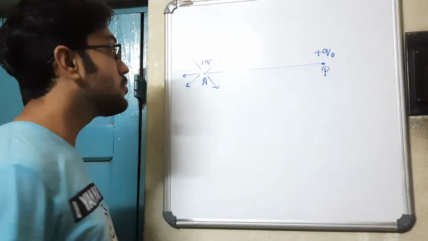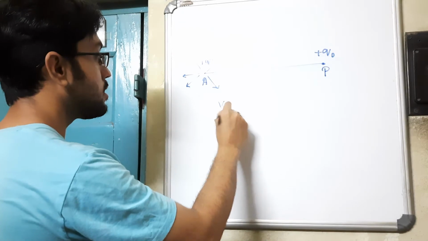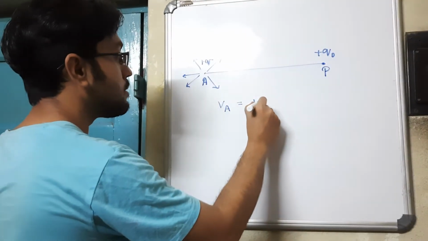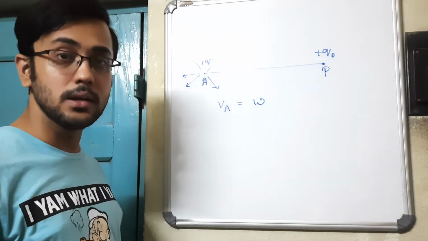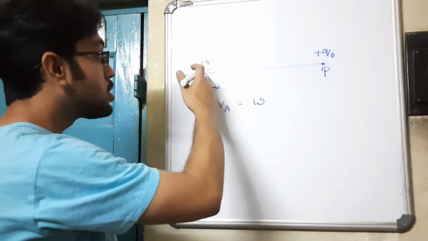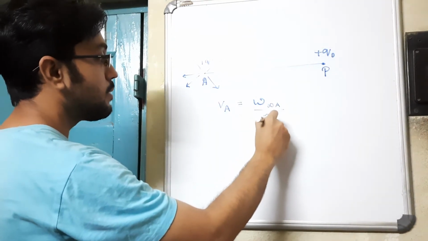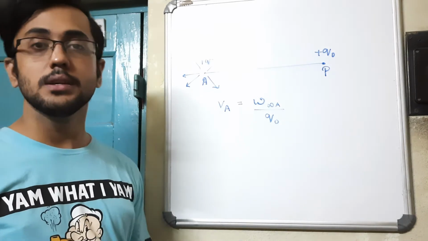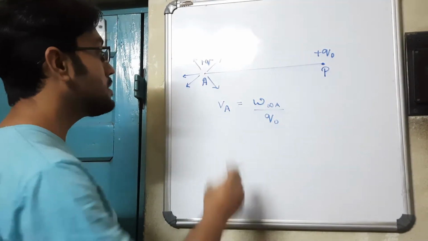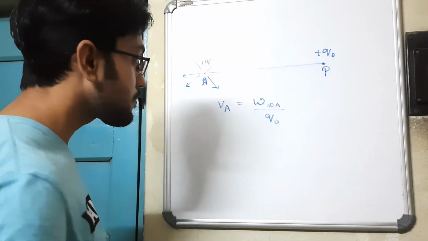So if I am to find out the electric potential at the point A, that is VA, that is basically the amount of work that has to be done in order to bring this test charge Q naught from infinity to the point A, divided by the magnitude of the test charge. The magnitude of the test charge in this case is Q naught. So basically, the electric potential is work done divided by the charge.